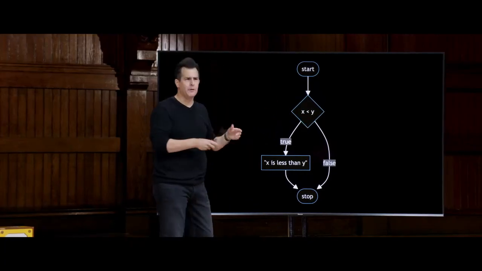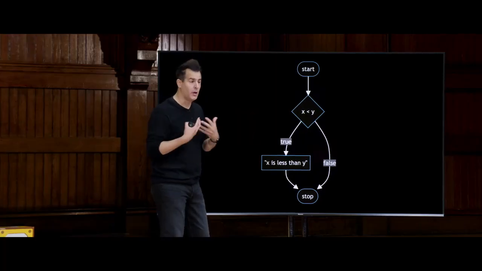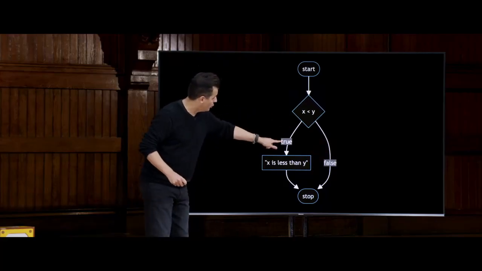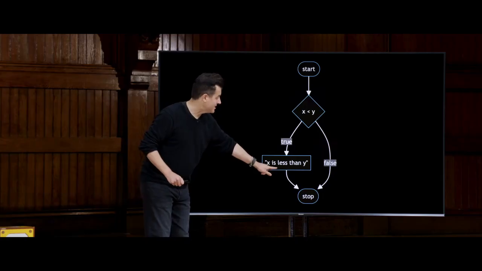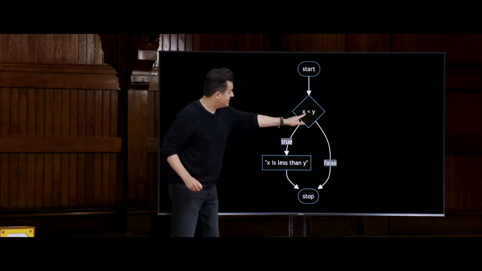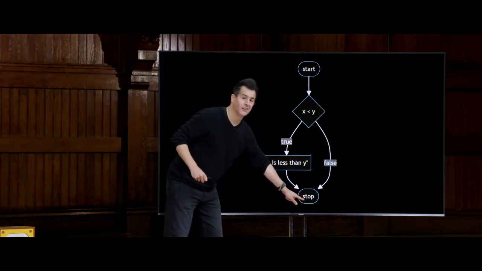And the fact that this is a diamond means this is a Boolean expression, a question that the computer is asking itself. If the answer to that question is true, then "x is less than y" gets printed and the program stops. Else, if x is not less than y, as in the second scenario, the answer is, of course, false, and nothing more happens.